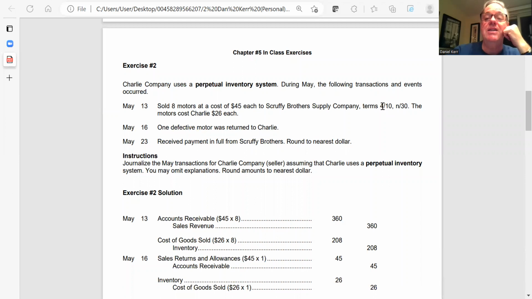So if they pay within 10 days, they're entitled to take a 4% discount. Let's be very anxious to get our cash. We're giving them a 4% discount. The full amount is due within 30 days, and the motors cost us $26.